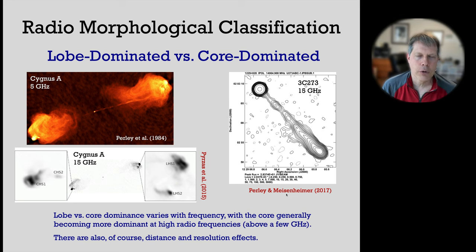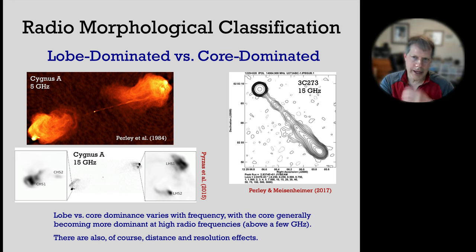First of all, the first discrimination that people tend to make is whether a radio source is lobe dominated or core dominated. And here are two examples of a lobe dominated source, again, Cygnus A, and a core dominated source, 3C273. For the lobe dominated source, the point is that the lobes here, especially at the lower frequencies, but also true at 15 gigahertz, if you include the hotspots, produce most of the observed power from this system. The lobes integrated up are brighter than the core. That's a lobe dominated source. The lobes are dominating the power seen from the system.